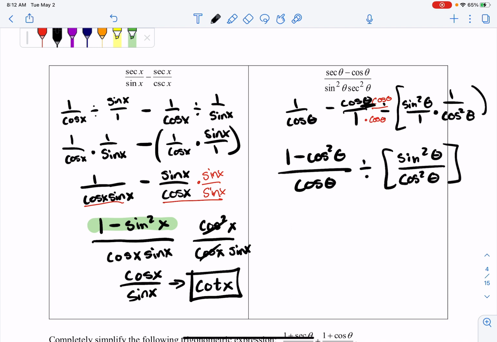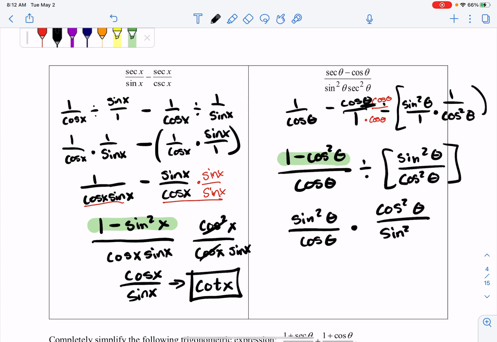All right, we're going to invert and multiply. Also, actually, let's think about this as well before we invert and multiply. This should be ringing bells because, again, it looks really a lot like that trig identity we have, and that is sine squared theta. So now we have sine squared theta over cosine theta times, when we invert and multiply, cosine squared theta over sine squared theta.